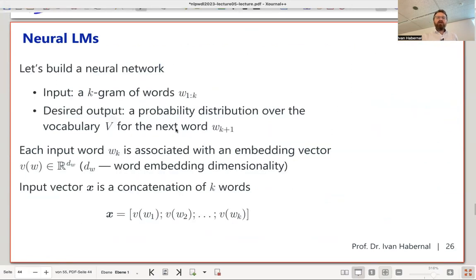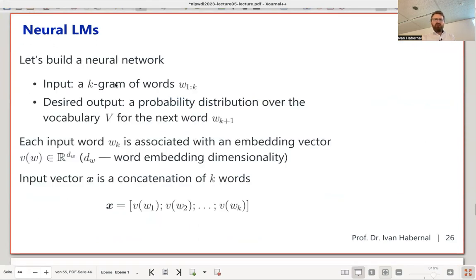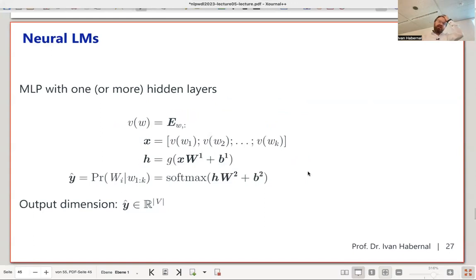So, okay, let's build a neural network. I said it already. Input is the k-gram of words, so that's what we had before. The desired output is the probability distribution over the vocabulary. Each input word is associated with an embedding vector of the word embedding dimensionality, which is what we just talked about. And the input vector is a concatenation of k words. Yeah, we're concatenating the words after the lookup. Okay, cool. So this is a summary of what we talked about in the figure, repeating what we have in the computational graph.